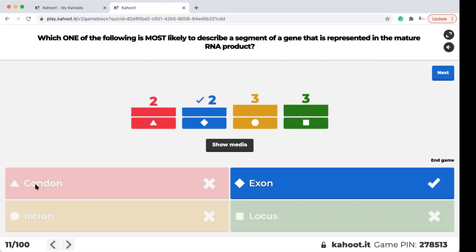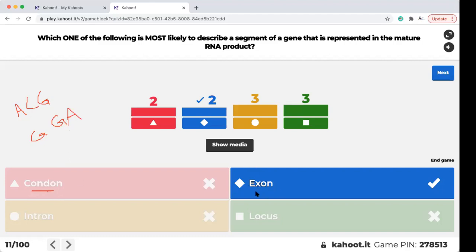The codon is just a triplet of bases that will code for a specific amino acid, like for example A, C, G, or G, G, A. Any triplet of bases that will code for a specific amino acid is called a codon. So this is not the correct answer.